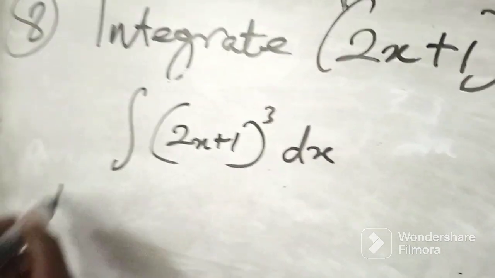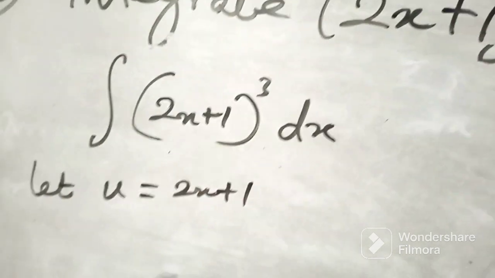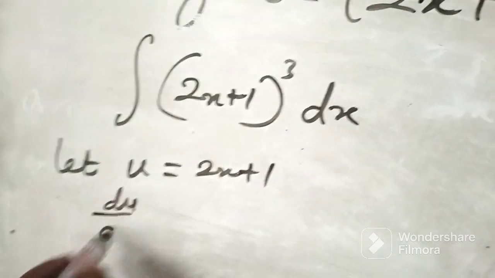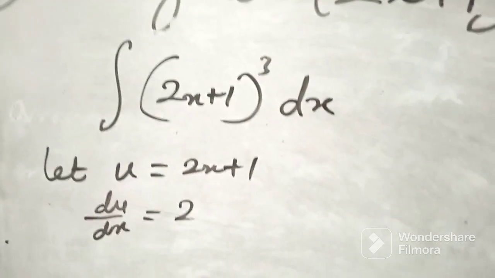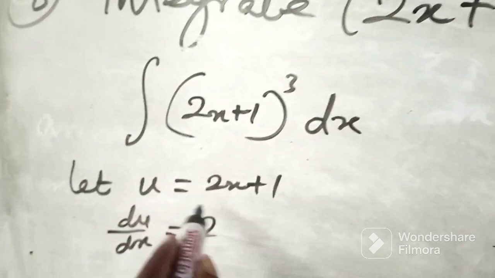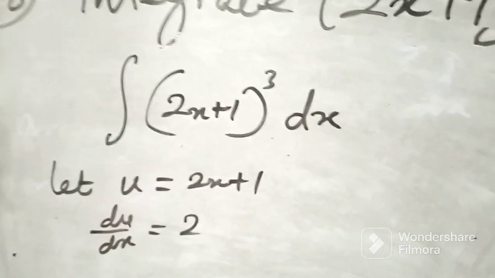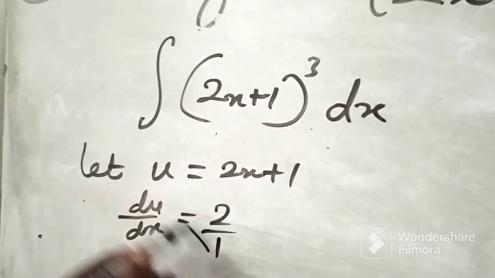So we now say let u equal to what we have inside the bracket. Then if we differentiate u with respect to x, we are going to have 2, because if you differentiate this 2x, it will give you 2, which is the coefficient of x, and the constant will give you 0. So cross multiply. And how do we do that? We use this to multiply this.